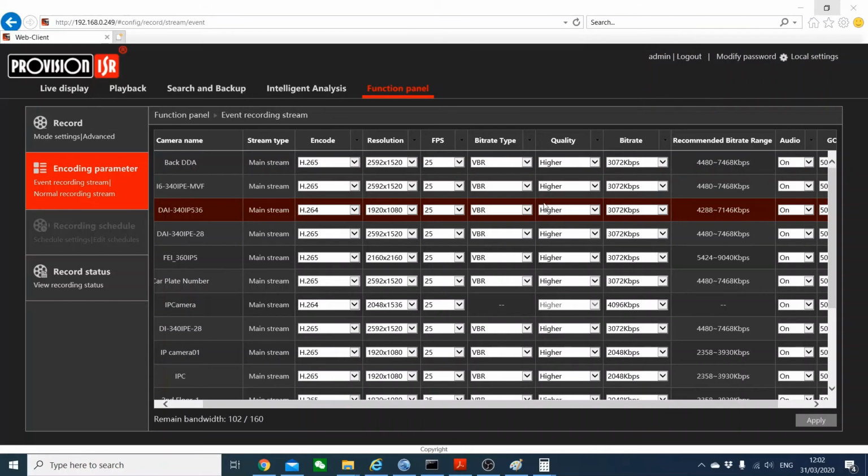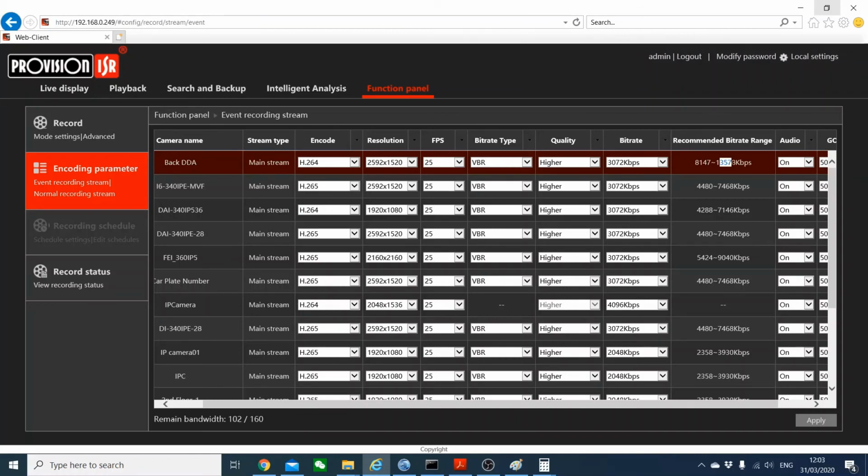So let's, for example, take a look at this. Let's choose this camera, the back DDA camera. We can see the encoding, we can see everything. Now we can see that the recommended bitrate will be between this value to this value. What happens if we use less better encoding, for example H264? Remember that number, 4480. This is the minimum bitrate we can use, recommended. Change that, and the minimum jumps to double that number. So the NVR can immediately calculate what's best for us.